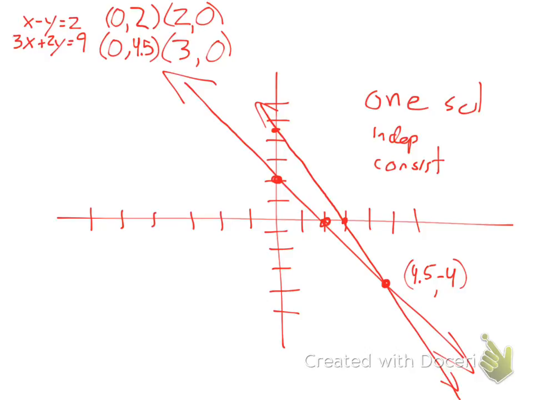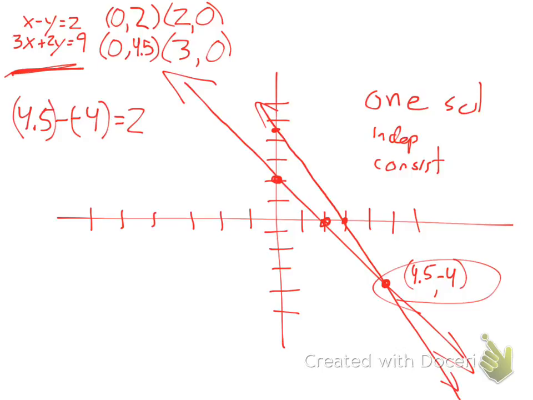Here's the thing. I want you guys then to take the answer that you got, that's mine, and plug them back into the equation. It should work for both. All you have to do then is just check it. So for me, I need to take 4.5 minus a negative 4, and that should equal 2. Ooh.